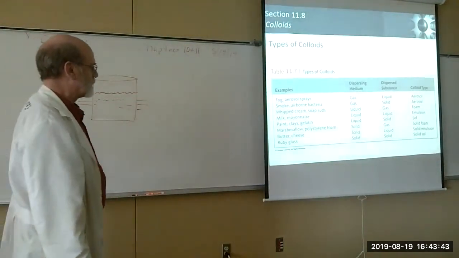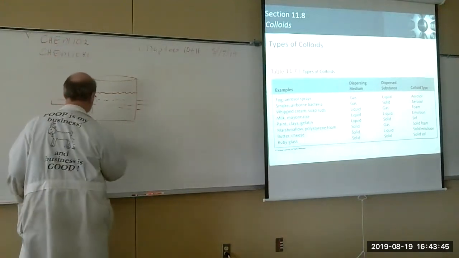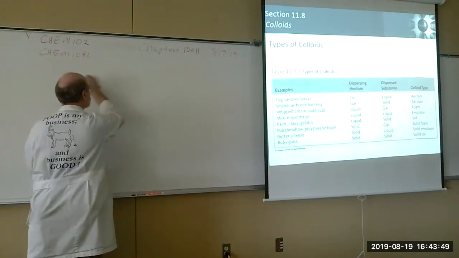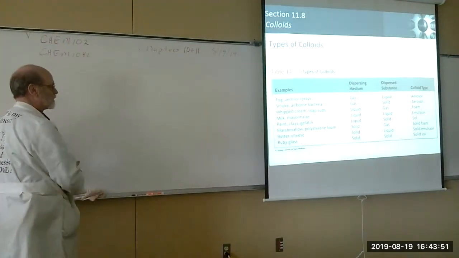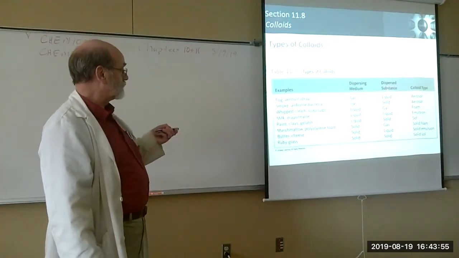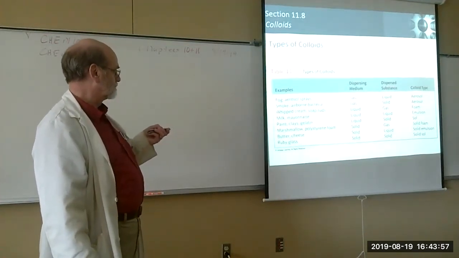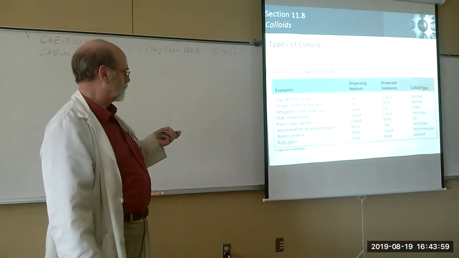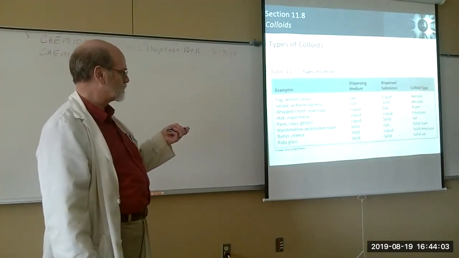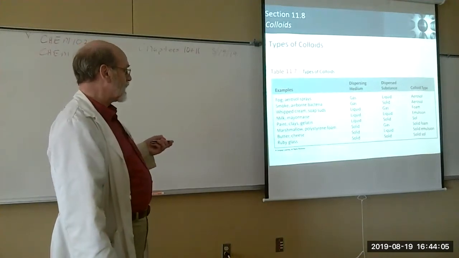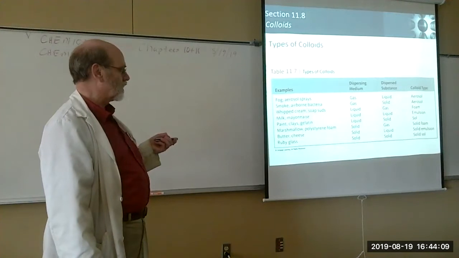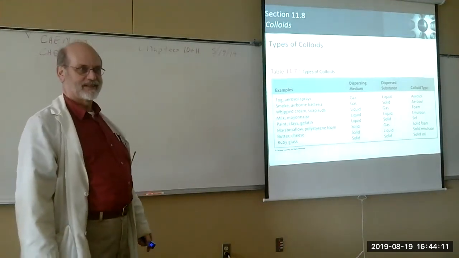Okay, these are other types of colloids. This type of colloid was a solid in a liquid. But there are other types of colloids. If we have a liquid dispersed in a gas, it could be an aerosol, or a solid dispersed in a gas, we call that an aerosol also, those two. If we have a gas dispersed in a liquid, we call that a foam, right?